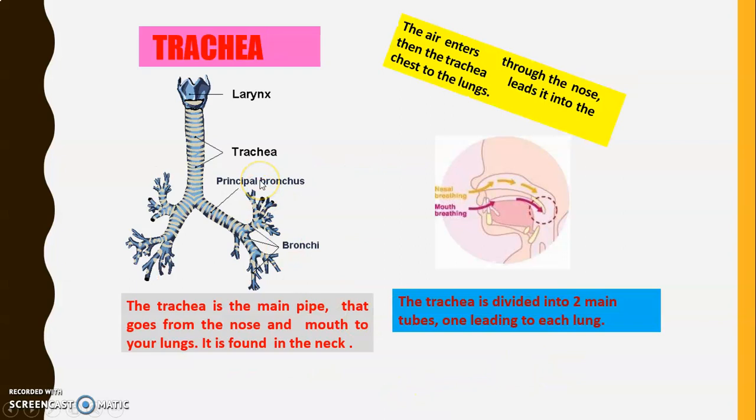So this slide is about the trachea. I just want you to know that the trachea is the part of the respiratory system found in your neck, and it's branched into two branches. Each branch leads to a lung. So this branch leads to the right lung, and this branch leads to the left lung. Okay, and that's it.